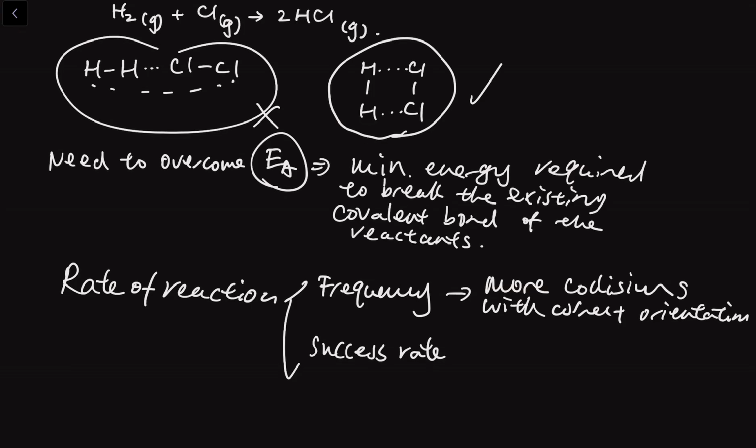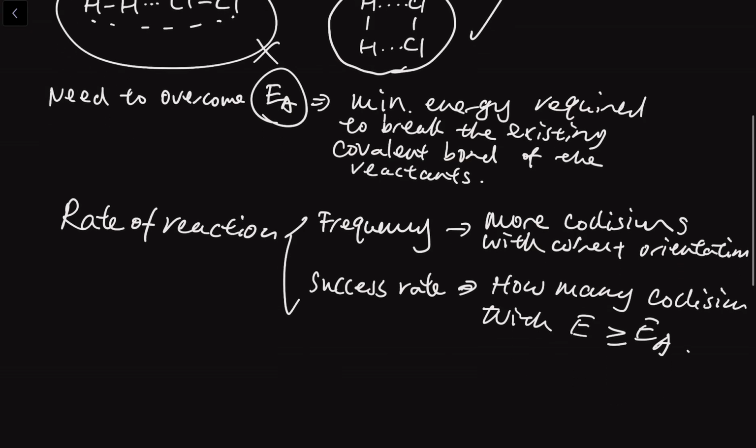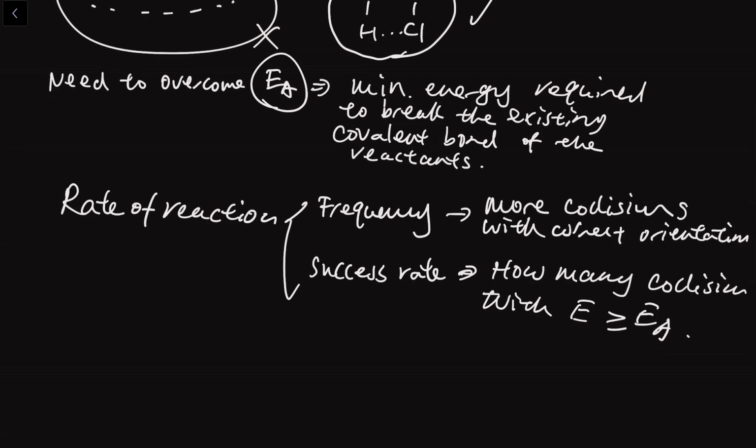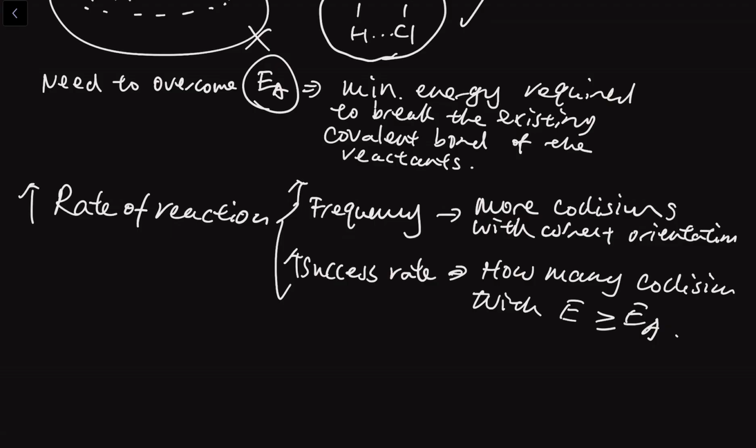But this is not enough. We also need to know the success rate. So this depends on how many collisions have energy bigger than or equal to the activation energy. Only if those two conditions are satisfied, we would actually get a chemical reaction. And if we can somehow increase the frequency or increase the successful rate of collision, we can increase the rate of reaction. So this is the idea of reaction rate.